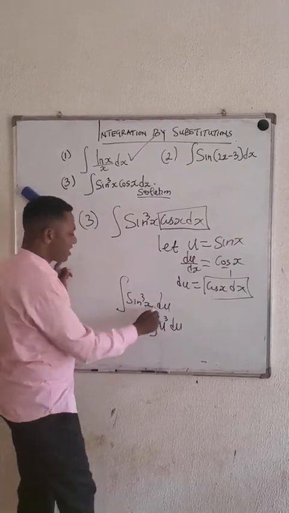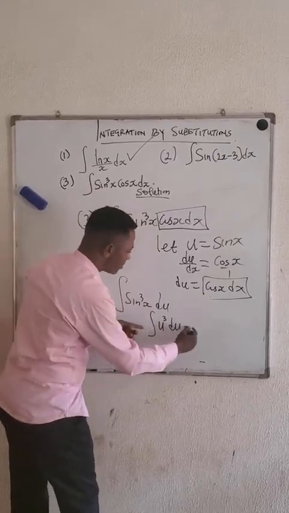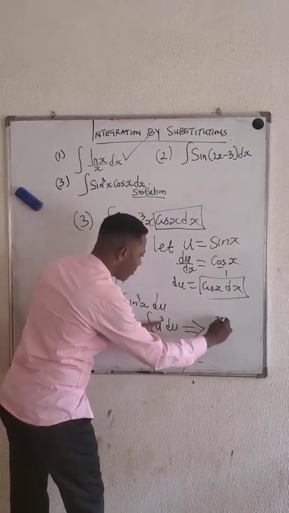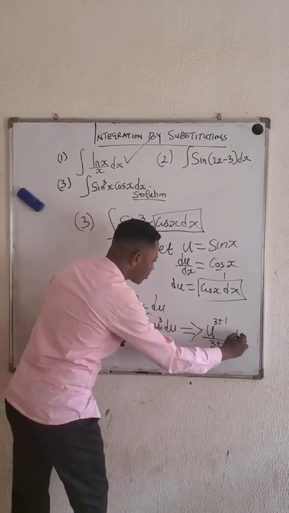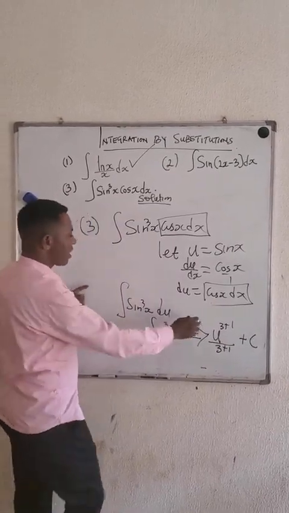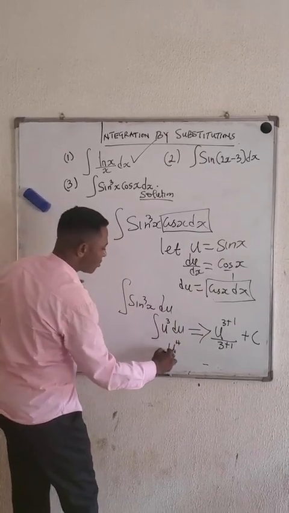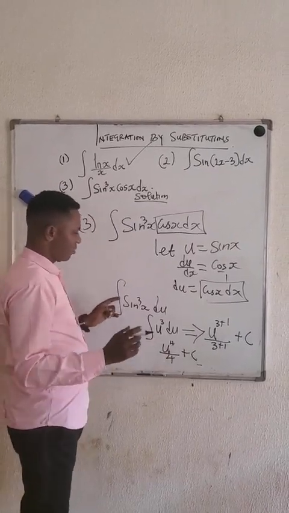So now we will integrate this using the normal power rule, which is equivalent to u power 3 plus 1 all over 3 plus 1. Mind you, plus c. What is c? C is the constant of integration. So from here, we have u power 4 all over 4 plus c. Please, let us not forget this.